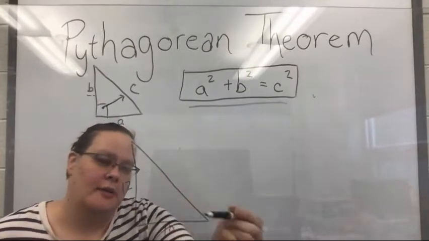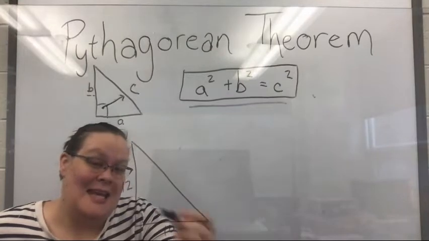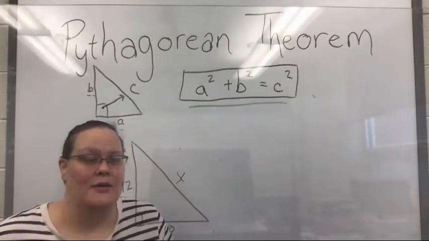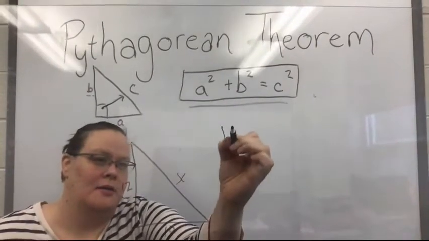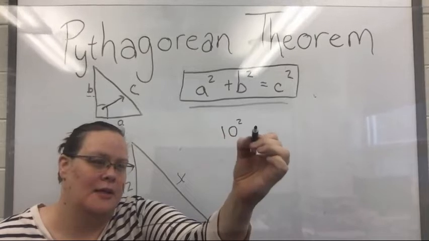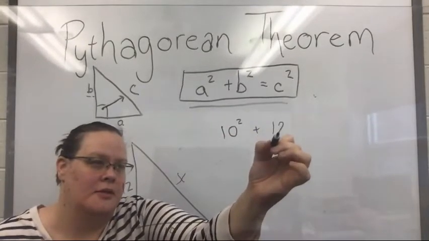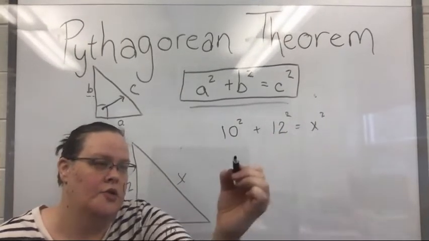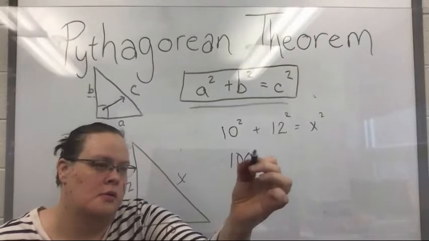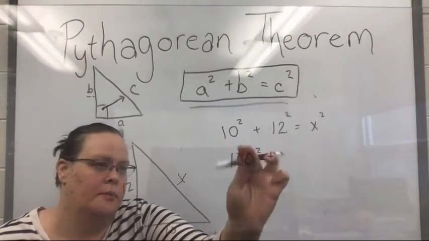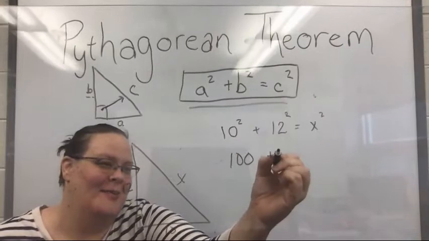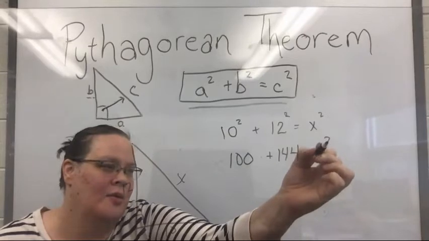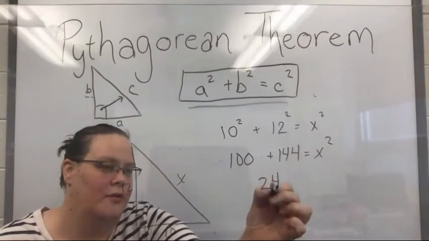Here you see we have a triangle with a leg of 10 and a leg of 12, and we're looking for this missing length of the hypotenuse. So we're going to go ahead and plug that in to our equation there. 10 squared plus 12 squared equals x squared. And then as we square those, remember we're going to want to add them together. So we're going to get 244.